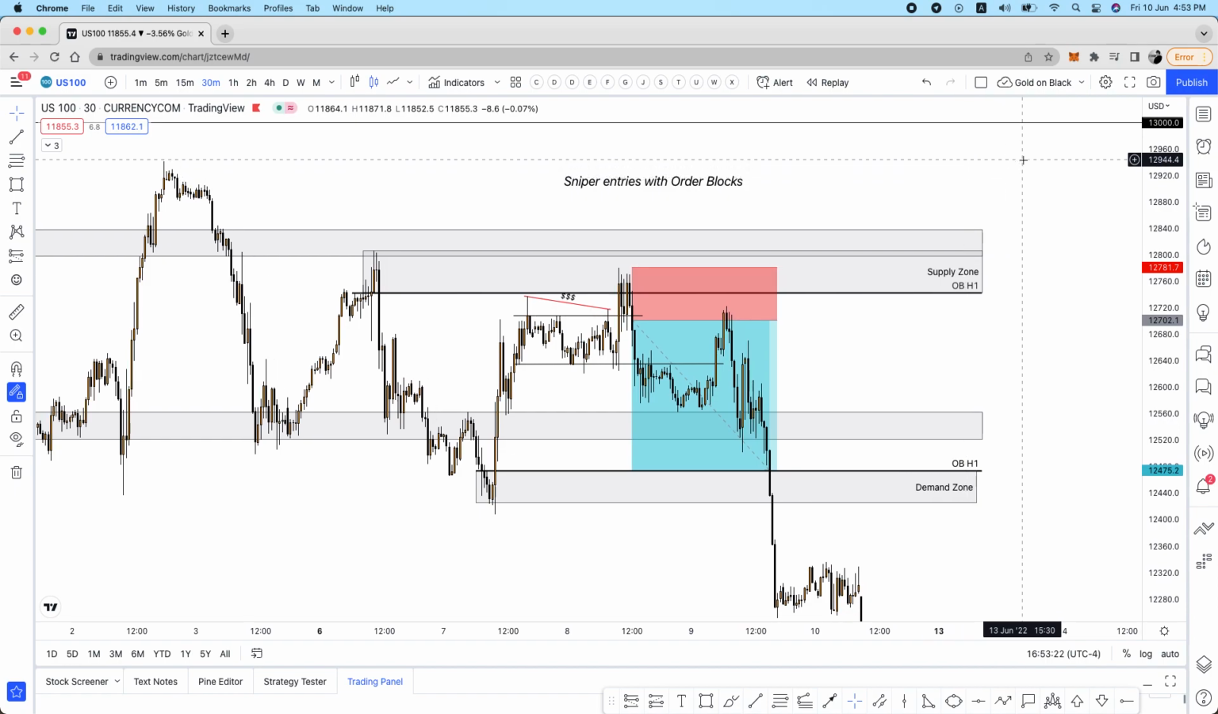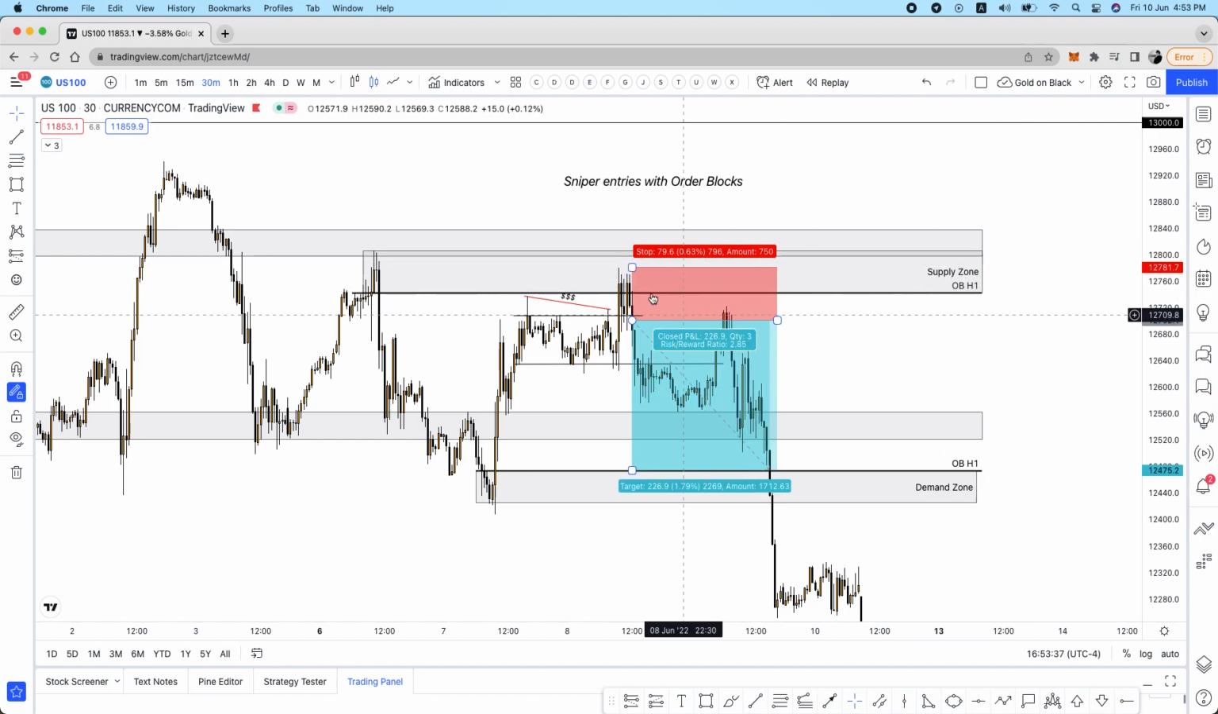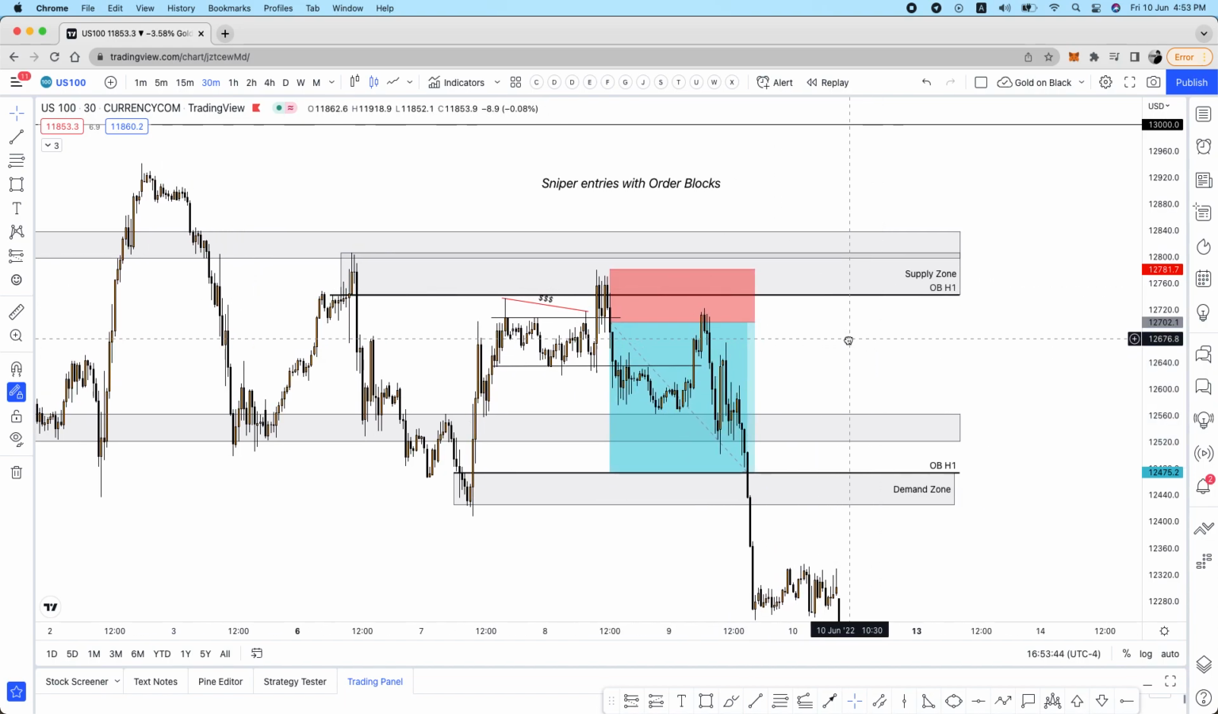Today I wanted to show you something really cool about order blocks and how to spot sniper entries using order blocks, okay? Basically supply and demand zones, okay? This is a recent entry that was done on Nasdaq. And I will show you a few things that happen inside here.